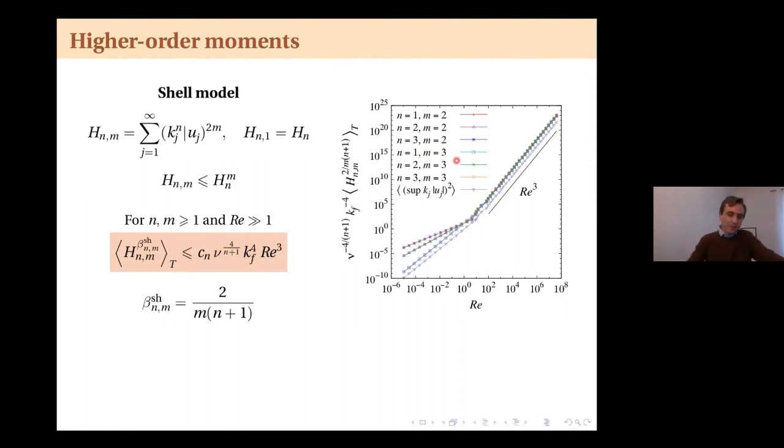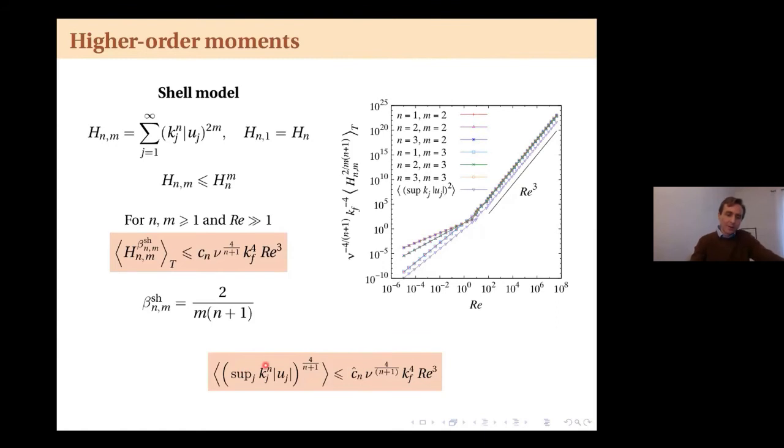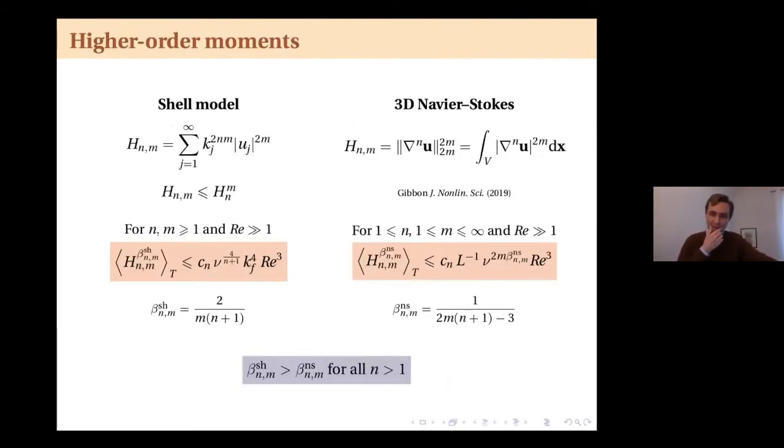In a similar way, in a similarly easy way, one can also obtain a result for the sup of the velocity derivatives, which would be the infinity norm of the nth derivative of u. And there is an analogous scaling here, reported only for this case, but it works well also for higher orders. So let us now use this result again for a comparison with the 3D Navier-Stokes equations.